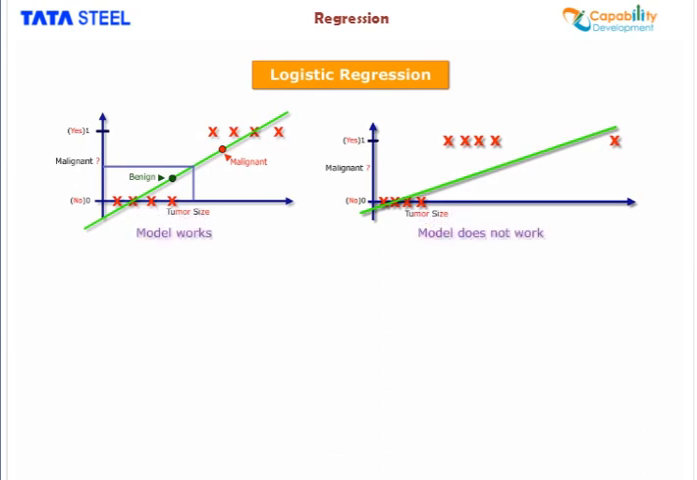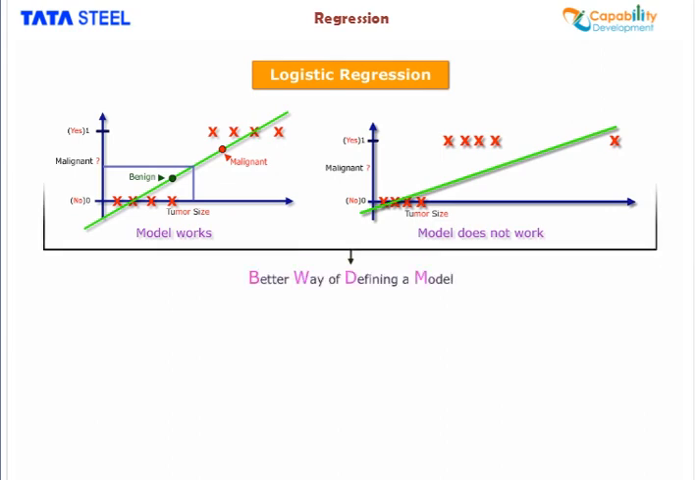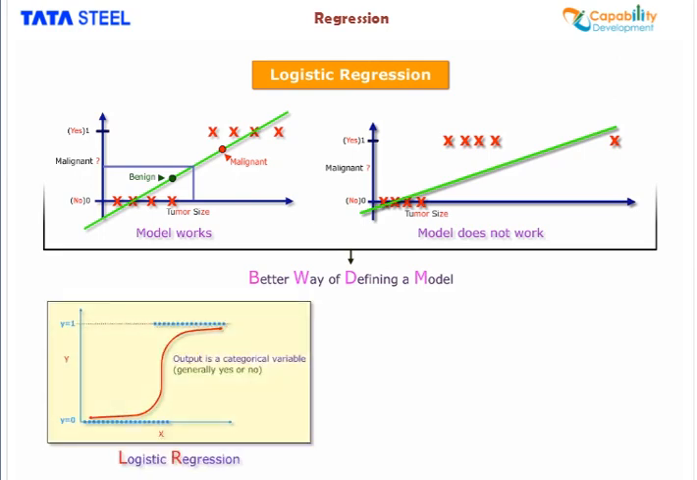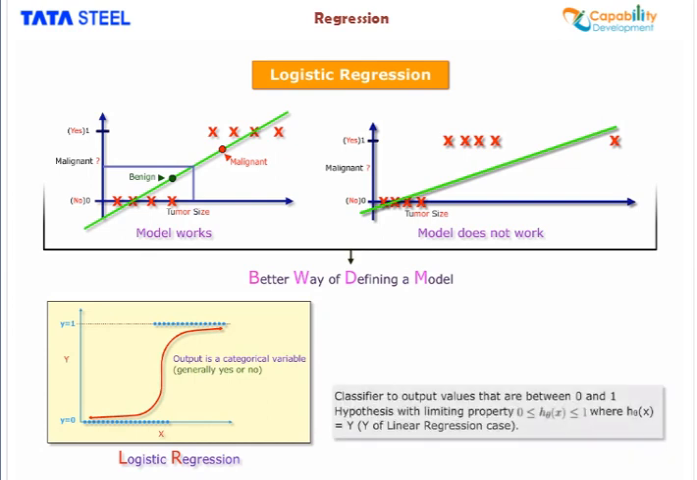You cannot change the hypothesis every time a new dataset comes. In technical terms, this model does not generalize. You have to find a better way of defining your model. Fortunately, there is logistic regression, which is regression analysis with a twist. In the logistic regression model, you want your classifier to output values that are between 0 and 1. Therefore, you need to come up with a hypothesis that has this limiting property: h theta x is greater than or equal to 0 and less than or equal to 1, where h theta x is equal to y if you compare this with the concepts that were discussed in the linear regression case.